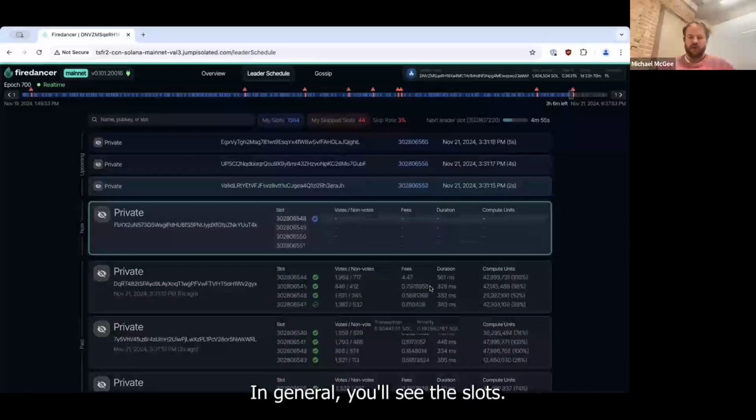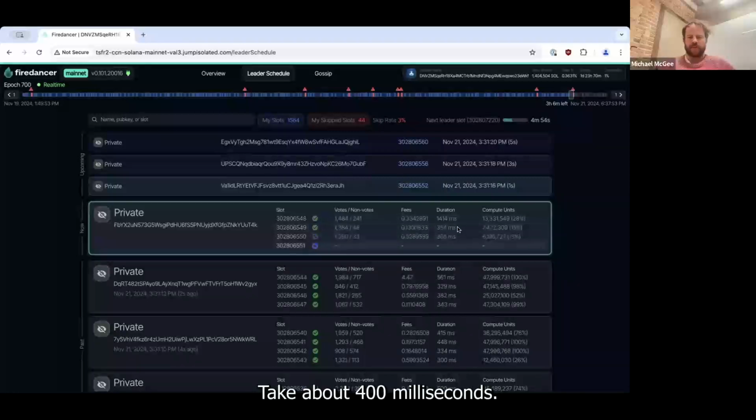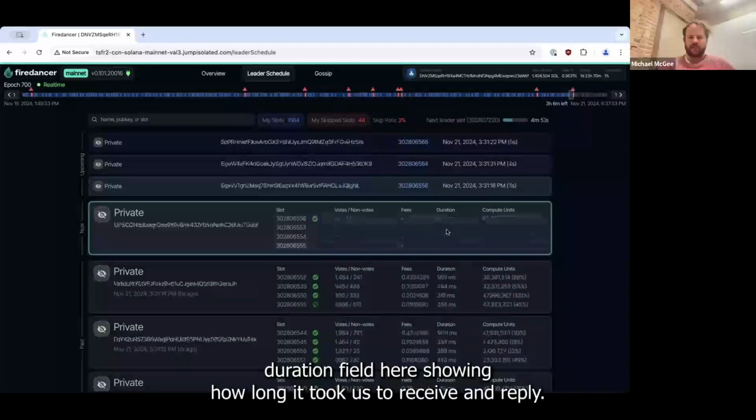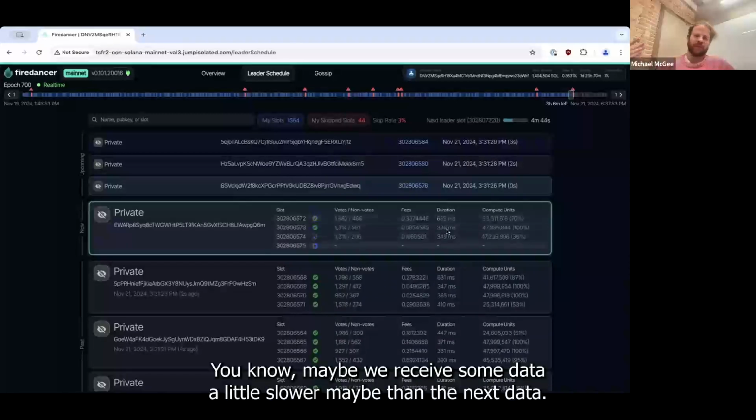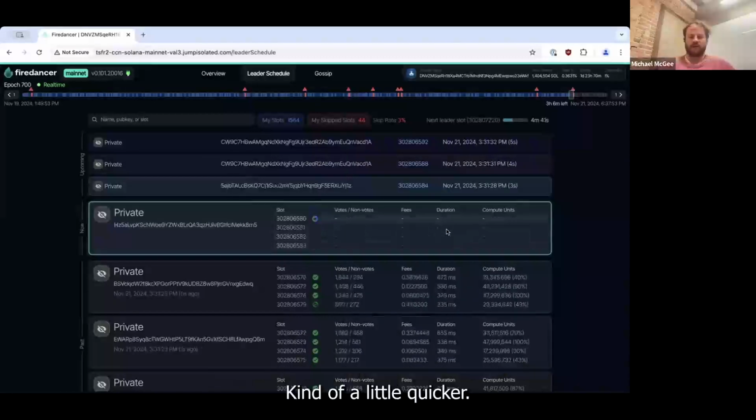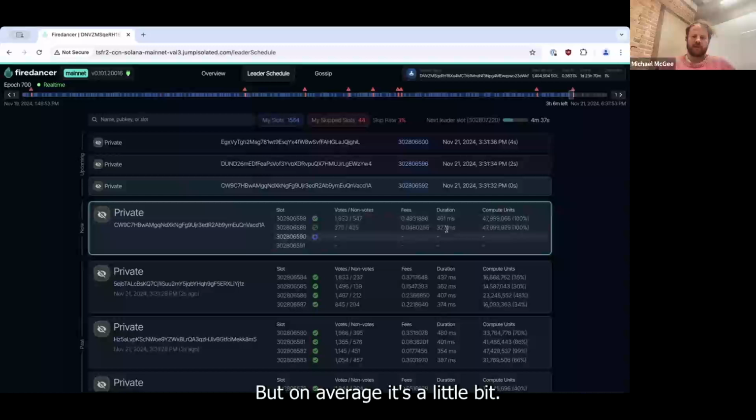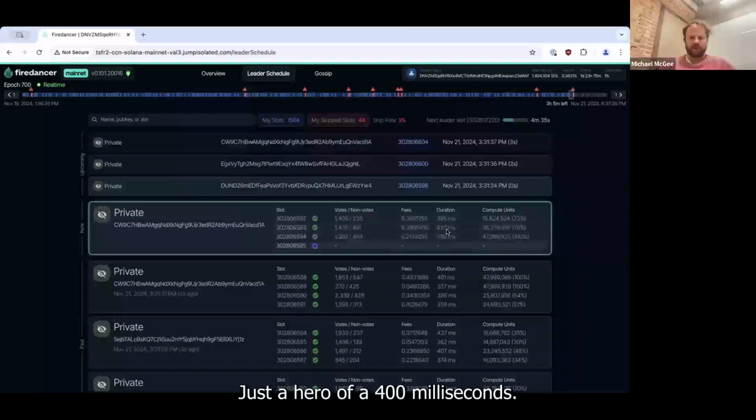In general, you'll see the slots take about 400 milliseconds. So that's this duration field here showing how long it took us to receive and replay. There's quite a bit of jitter. A lot of this is due to the network. Maybe we received some data a little slower, maybe then the next data came a little quicker. But on average, it's just a hair over 400 milliseconds.